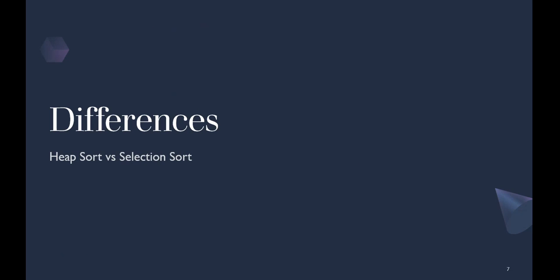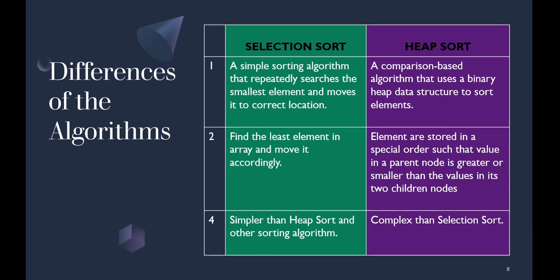The difference between heap sort and selection sort is that selection sort is a simple sorting algorithm that repeatedly searches for the smallest element and moves it to the correct location, while heap sort is a comparison-based algorithm that uses a binary heap data structure to sort elements. Second, the selection sort will find the least element in the array and move it accordingly.